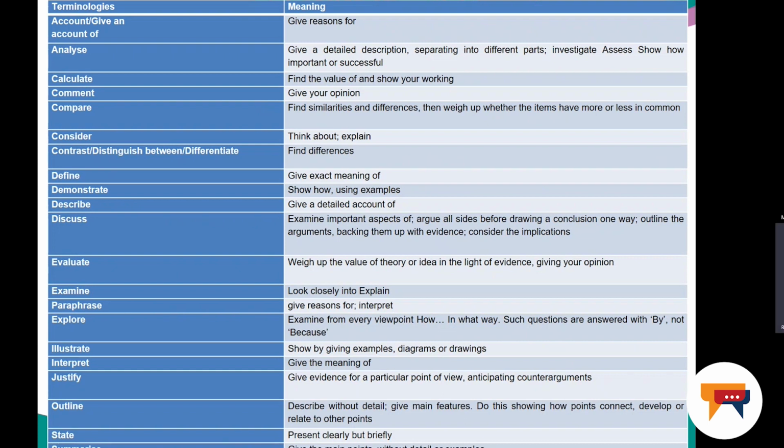And I've given you a lot of terminologies. When the question says analyze, what does it mean? Try to understand. Give a detailed description. Describe: give a detailed account. Discuss: examine important aspects of, argue all sides before drawing a conclusion. Go through all this and understand these terminologies because they relate to different levels. You are level 7. Yours is one of the highest levels.